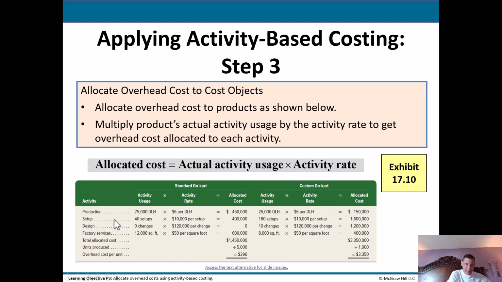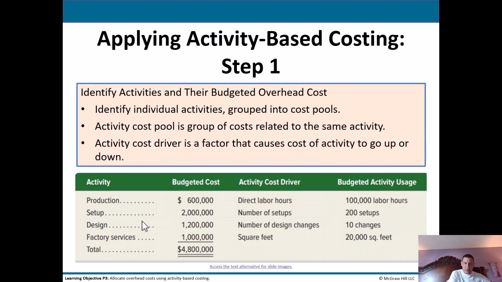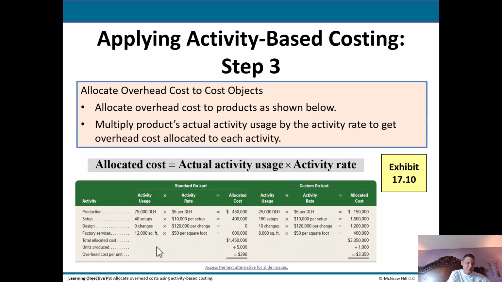So if we pick another one like setups, we know that they had a total of 200 setups. If you remember, we go back right here, 200 setups. So how was the 200 broken out? 160 setups for custom, 40 setups for standard. Again, it was $10,000 for each setup. So 400,000 is going to be allocated to the standard go-kart for setups, and 1.6 million is going to be allocated to the custom go-kart. And it's the exact same logic for the last two down here.